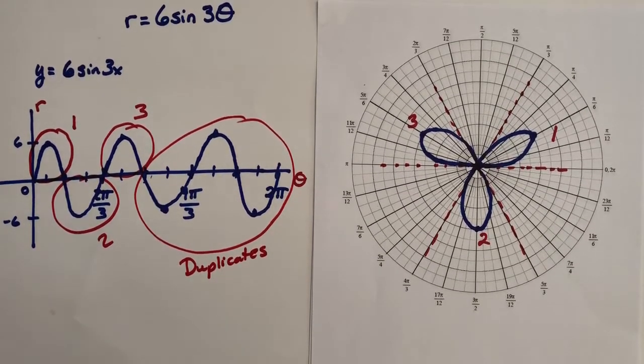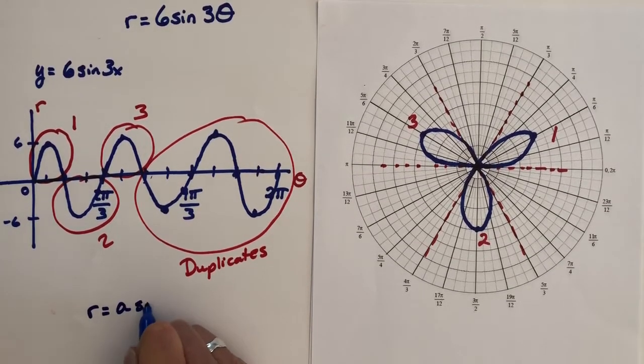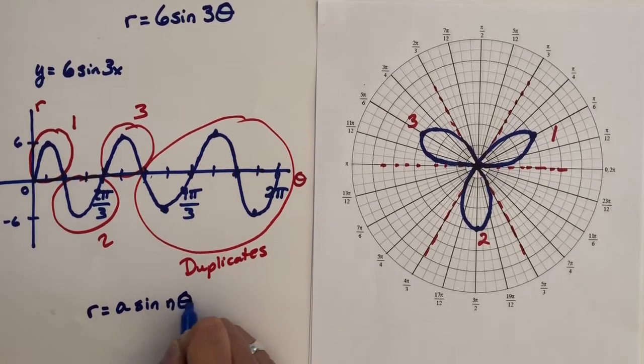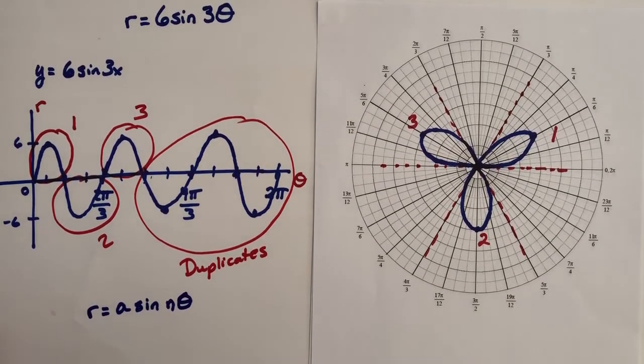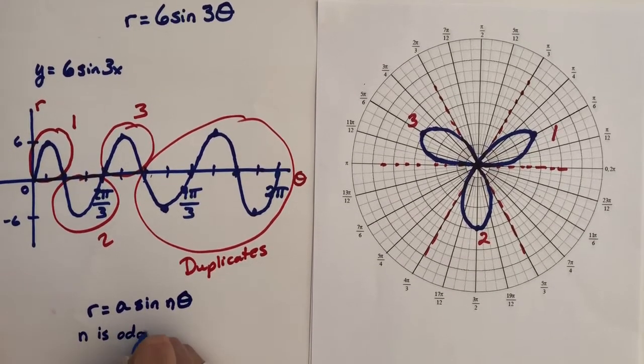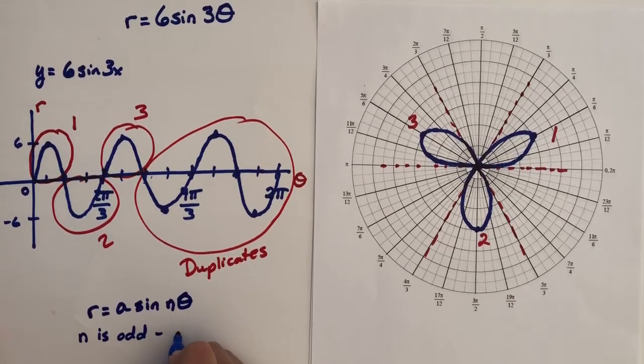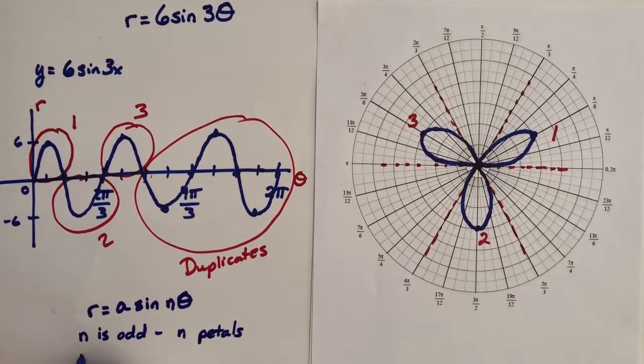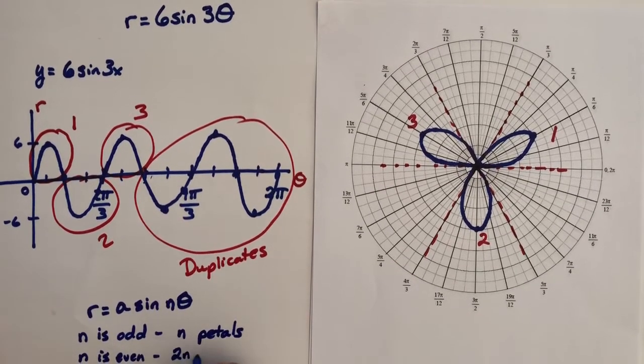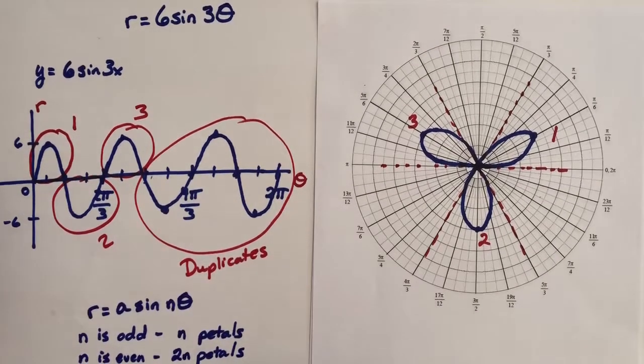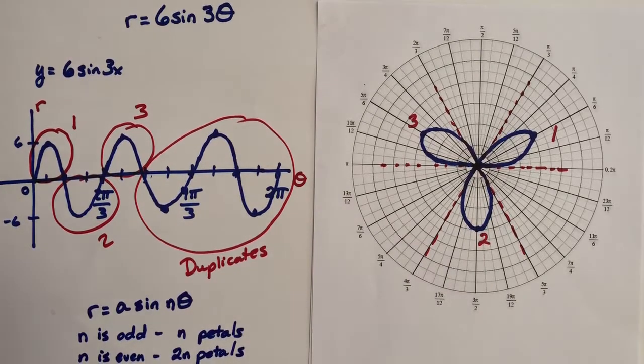So if you have r equals a sine n theta, if n is odd, you have n petals. If n is even, you have 2n petals. And that's what we could see on both the previous example and this one.